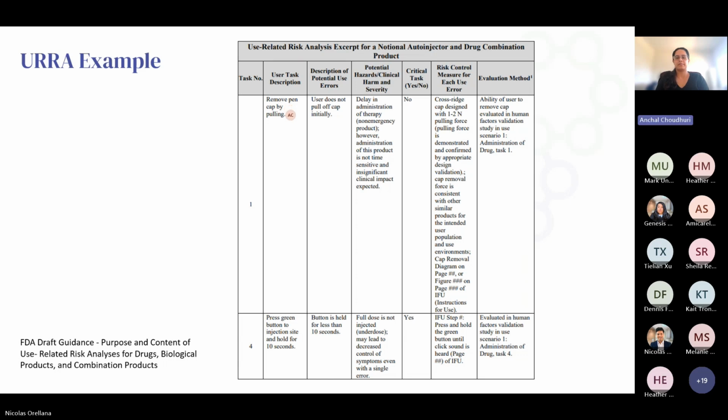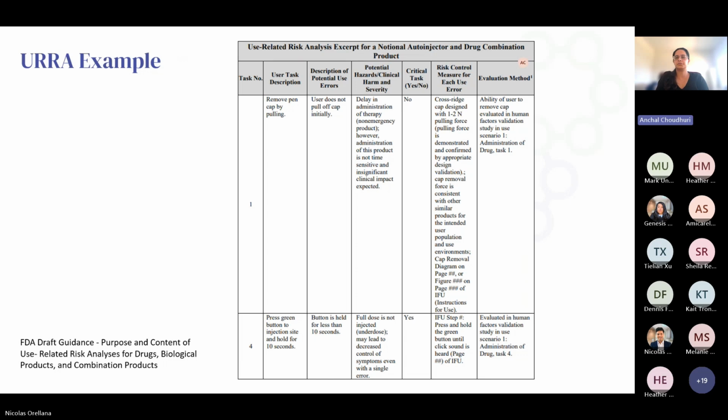And then based on that user task description, you would look at what are the associated potential use errors with the specific task. So in this example, if the user does not pull the cap off initially, there may be a delay in administration of therapy. So that is the hazard associated with the potential use error.